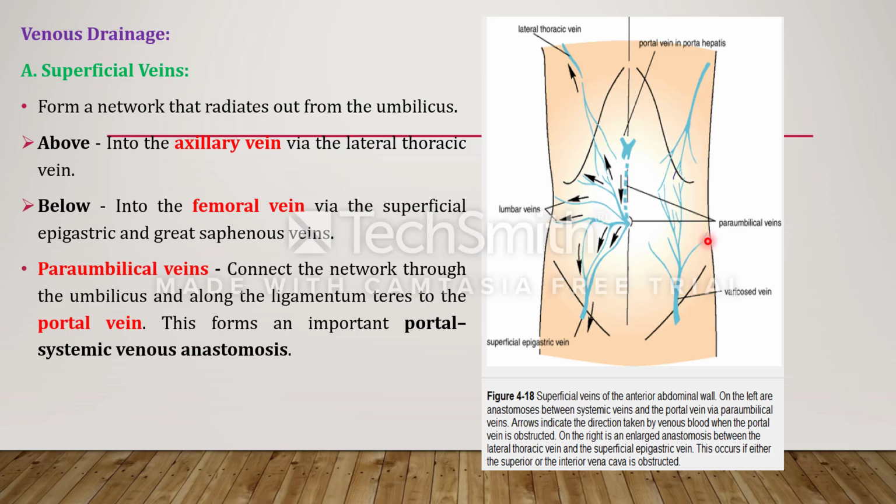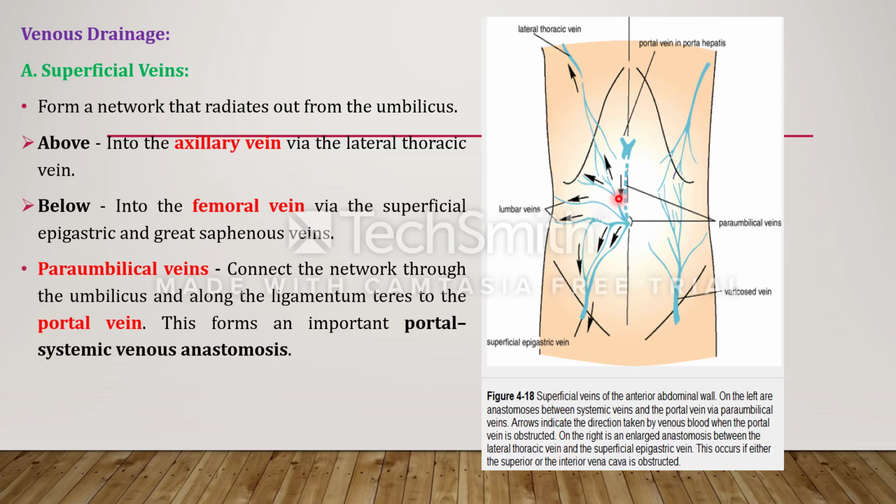Normally, this watershed line is not broken or crossed. The area or skin above the umbilicus will be drained above. The area or skin below the umbilicus will be drained below. Above the umbilicus, it is drained by the lateral thoracic vein into the axillary vein, and below the umbilicus, they are drained into the superficial epigastric vein to the great saphenous vein, and from the great saphenous vein, it will drain into the femoral vein.